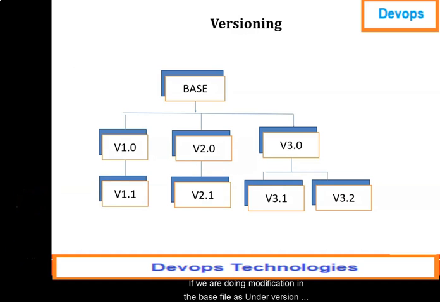In this diagram, we are doing the modification in the base file. Under version 1, v1.0 and v1.1. Under version 2, v2.0 and v2.1. Under version 3, v3.0, v3.1, v3.2. These versions of files will be stored in the version control repository.